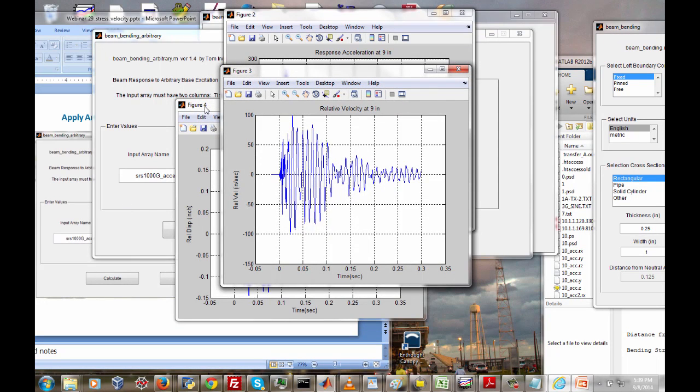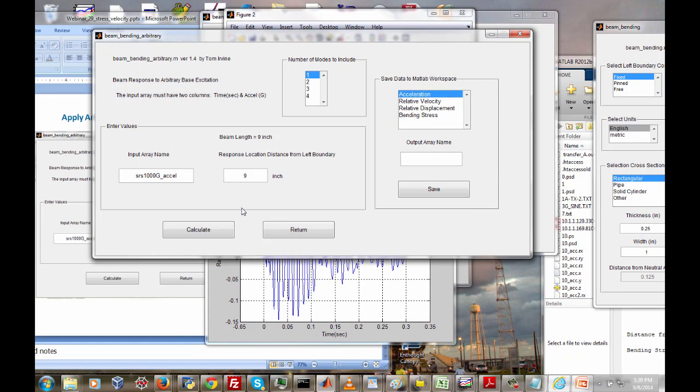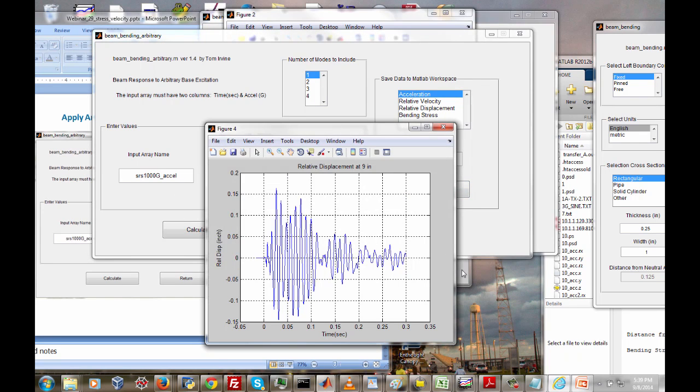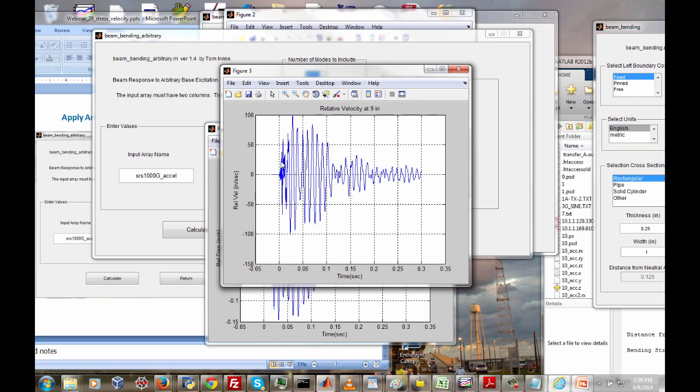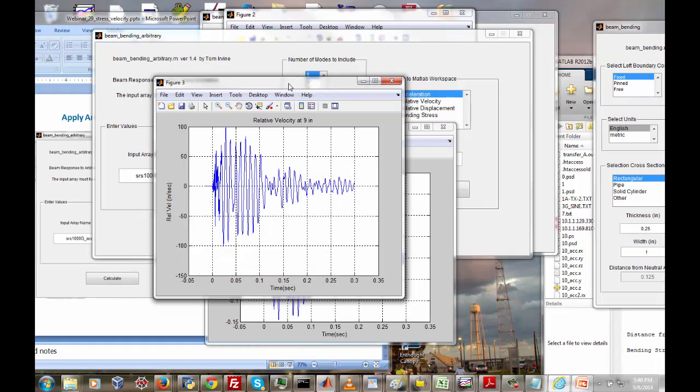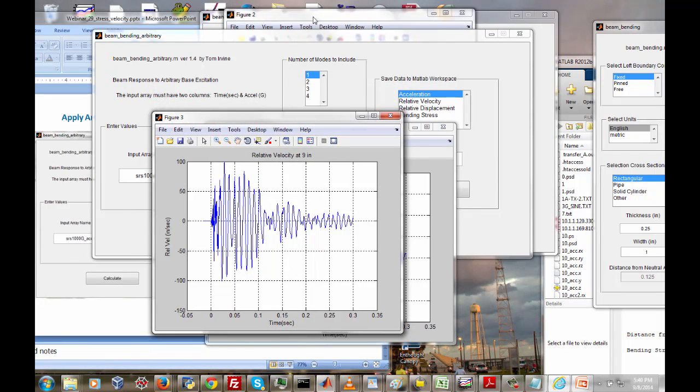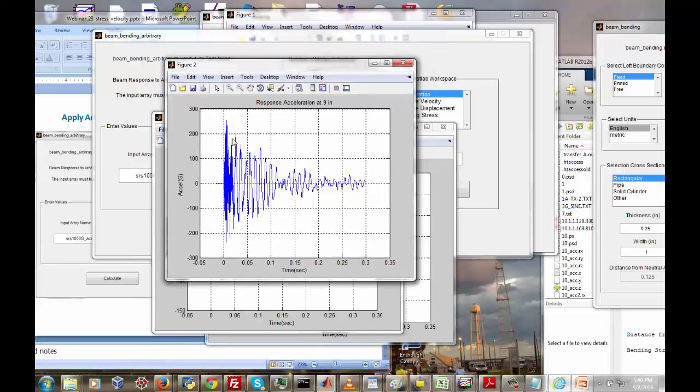Actually, I've misspoken, so let me go back and correct myself. We're only including one mode in the analysis, but what you see here is some of the base excitation energy filtering through. So you need to watch me on that, and please keep me honest, okay? And here's our response acceleration. Again, it's a single mode response, but some of the high frequency energy is propagating through from the source, which is the base excitation.